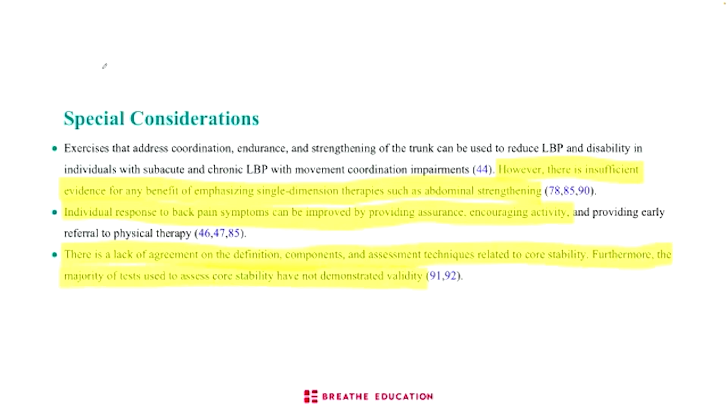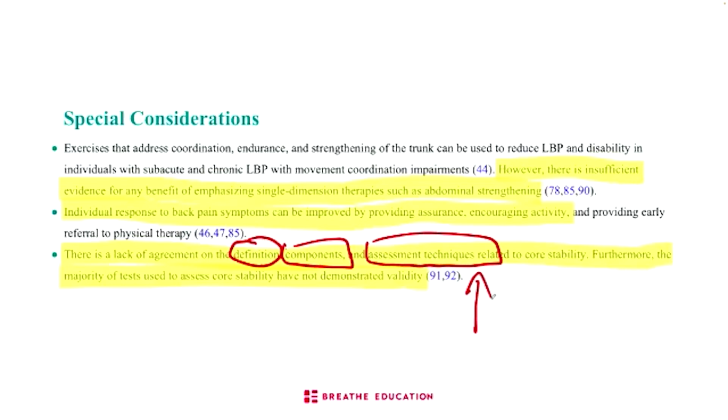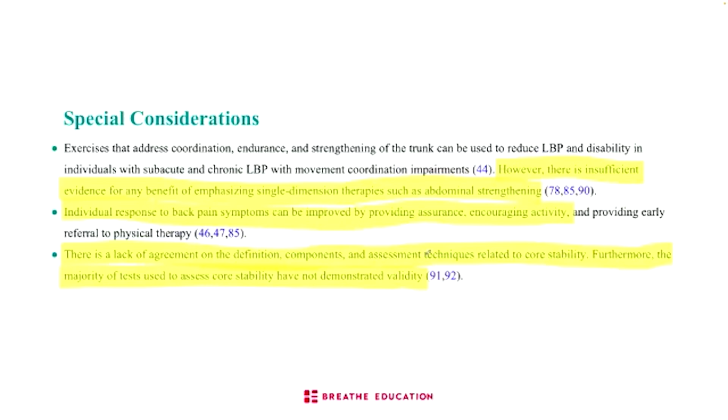There is a lack of agreement on the definition, components, and assessment techniques related to core stability, right? We don't agree on what it is. We don't agree on what the components of core stability are, and we don't agree on how to assess core stability. So in other words, if I translate into less formal language, it says, what the heck is core stability? Furthermore, the majority of tests used to assess core stability have not demonstrated validity.